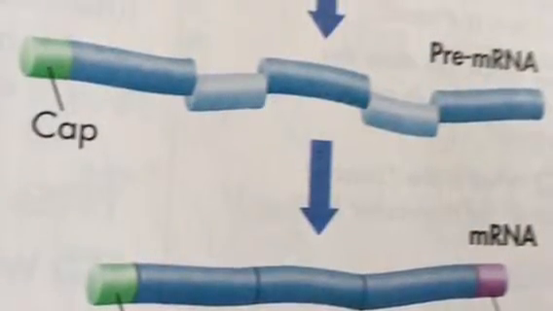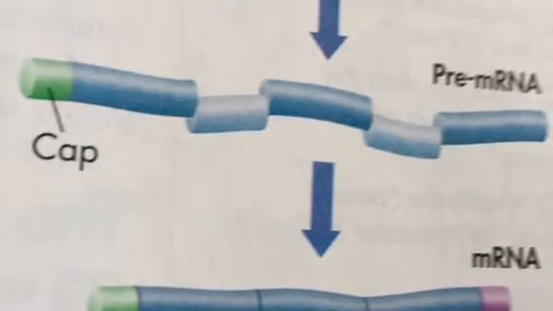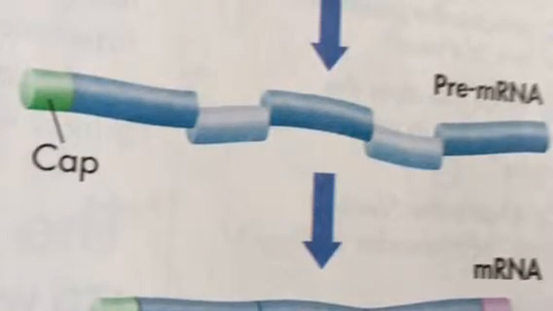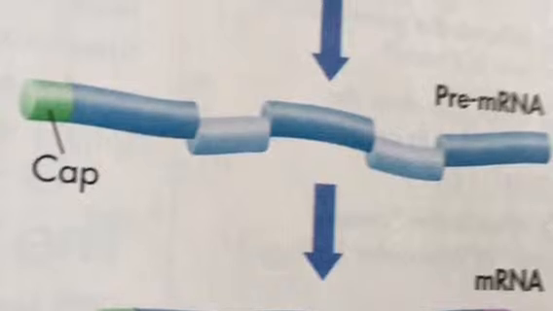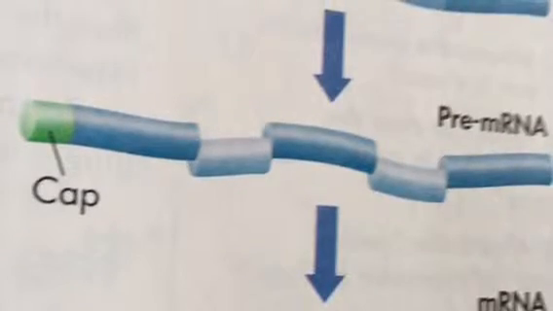Before mRNA can leave the nucleus, sections called introns are edited out. The pieces left over, called exons, are spliced together. An RNA cap and tail are added to form the final mRNA molecule.